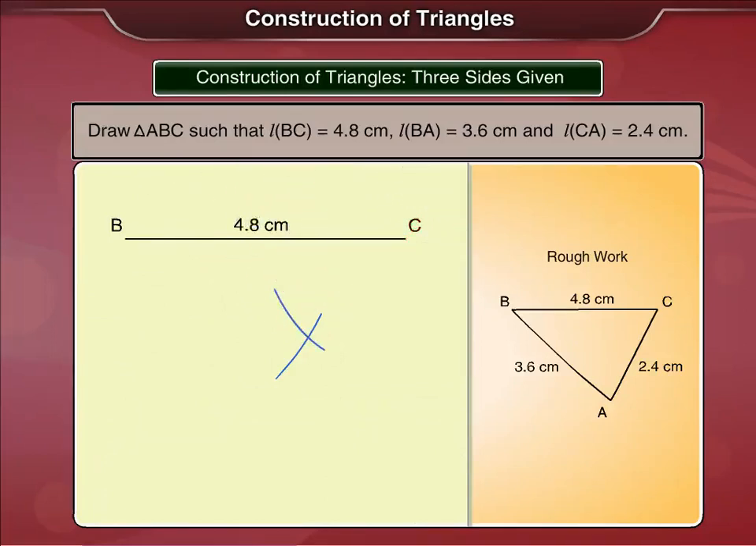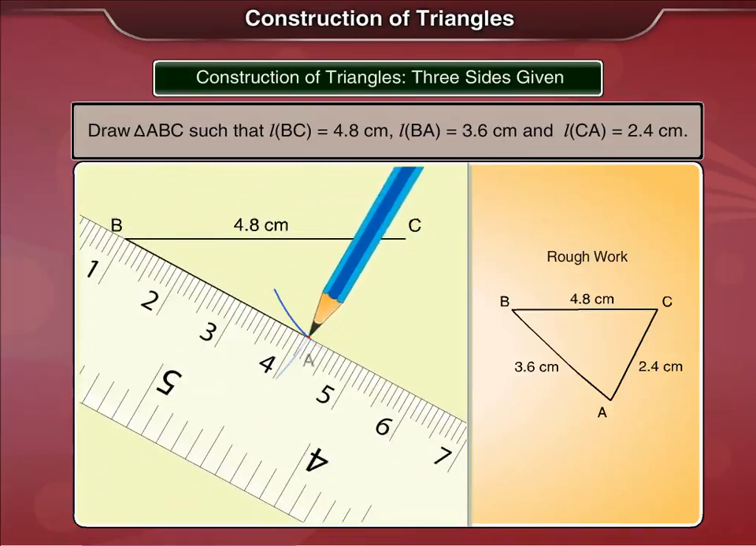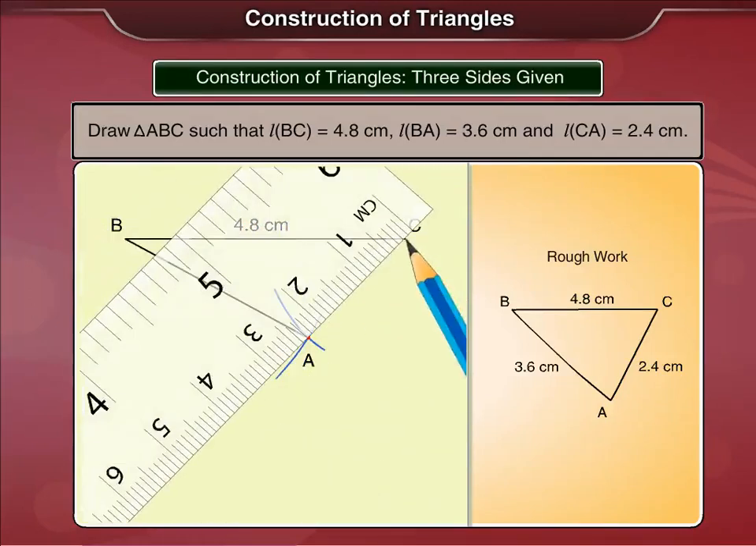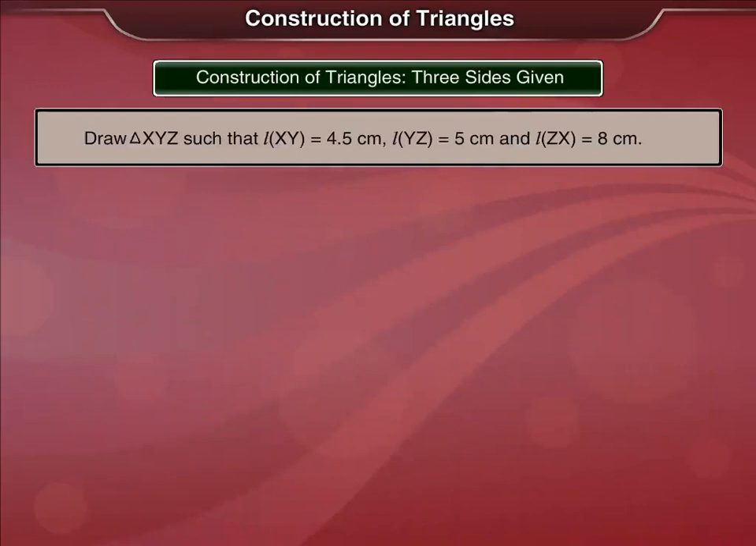Let's construct triangle XYZ. Draw triangle XYZ such that the length of side XY is equal to 4.5 centimeters, the length of side YZ is equal to 5 centimeters, and the length of side ZX is equal to 8 centimeters.